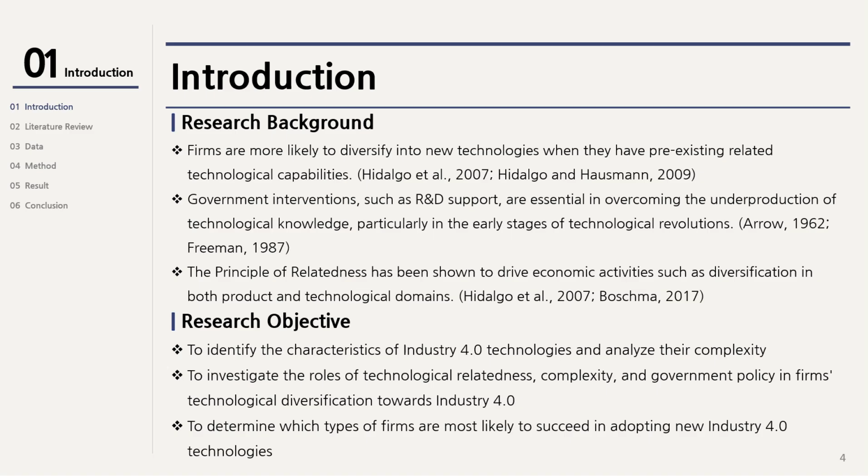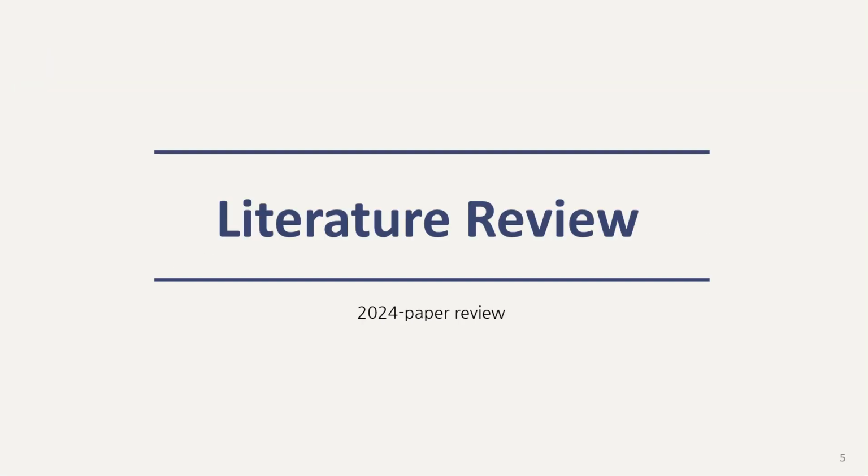of innovation. This research aims to address three key objectives: identify the characteristics of Industry 4.0 technologies and analyze their complexity. Second, investigate how technological readiness, complexity, and government R&D support influence firms' technological diversification. Last one is to determine which types of firms are most likely to succeed in adopting these new technologies.